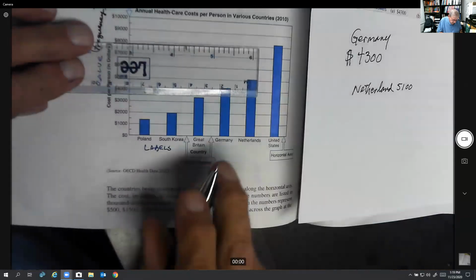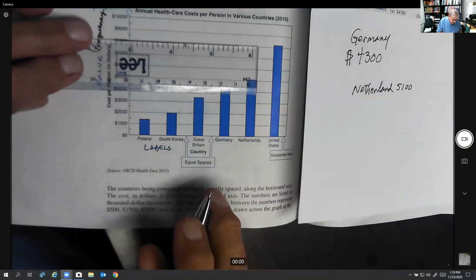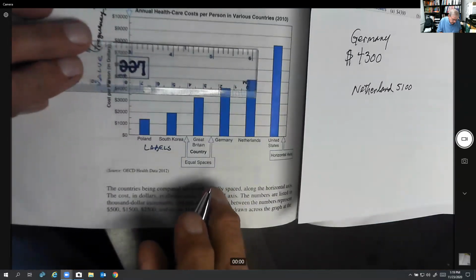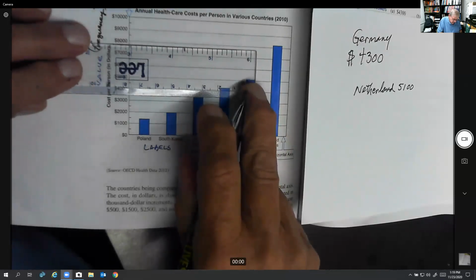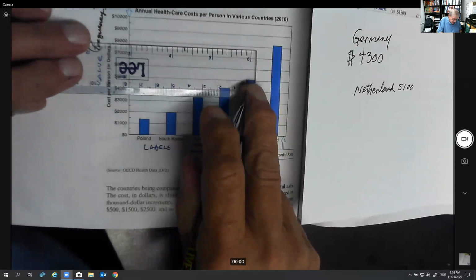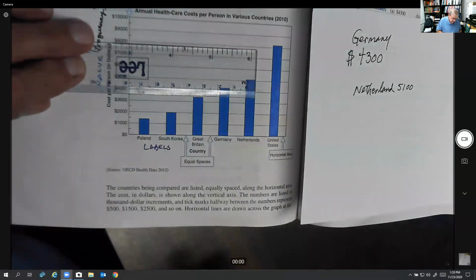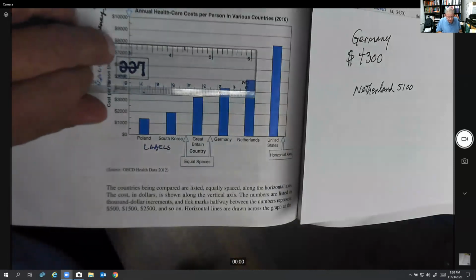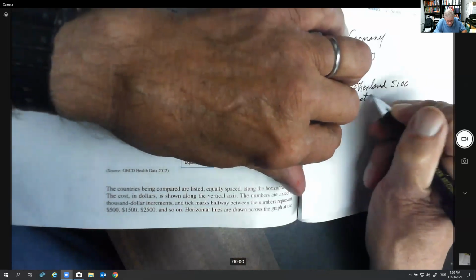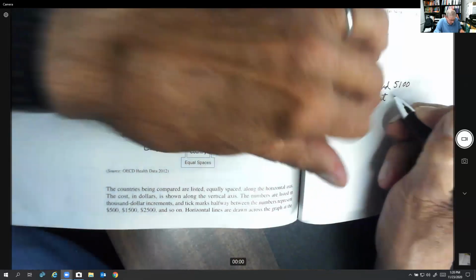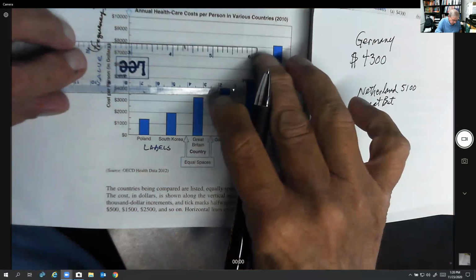And Great Britain, another one that's a little hard to interpret. Here's 3,500. It's almost at 3,500. You could probably say it's 3,500, huh? Maybe a little bit less. So I took Great Britain to be 4,400.